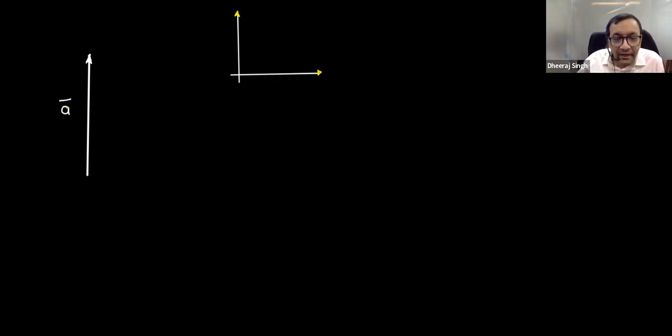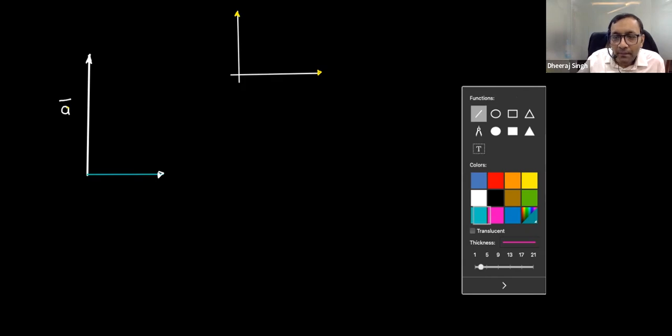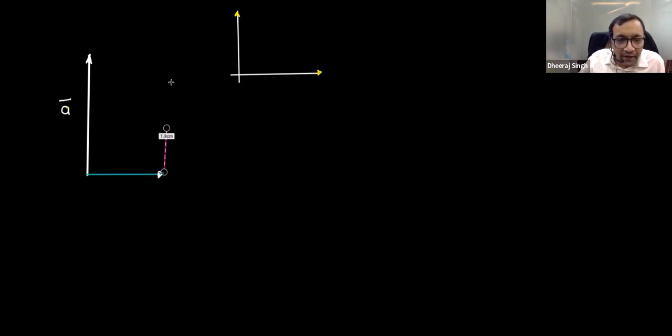Okay, let us say it is having a component in the x direction this much. Now, if this is the x direction component and you try to complete a triangle by creating a y component, will the triangle ever be completed? If this is your x component and when you draw the y component, will the triangle be completed?